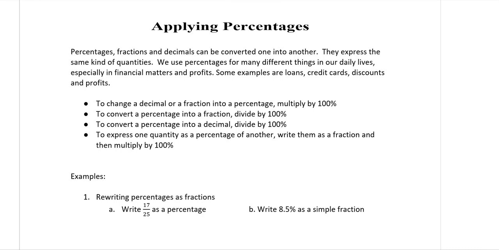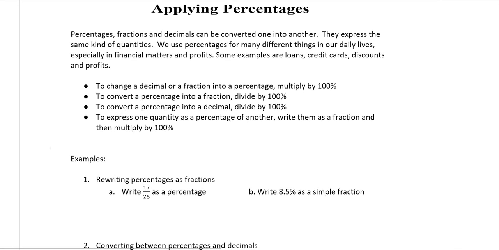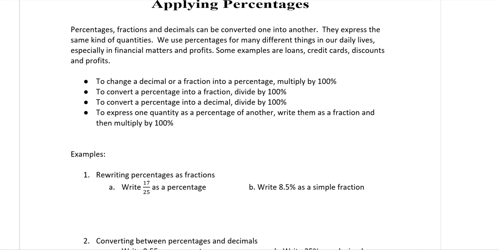Okay, so the first thing we're going to do is convert between fractions, decimals, and percentages. There are some notes here on what to do. It says to change a percentage or a fraction to a percentage, you must multiply by 100. To convert a percentage to a fraction, divide by 100. To convert a percentage to a decimal, divide by 100.